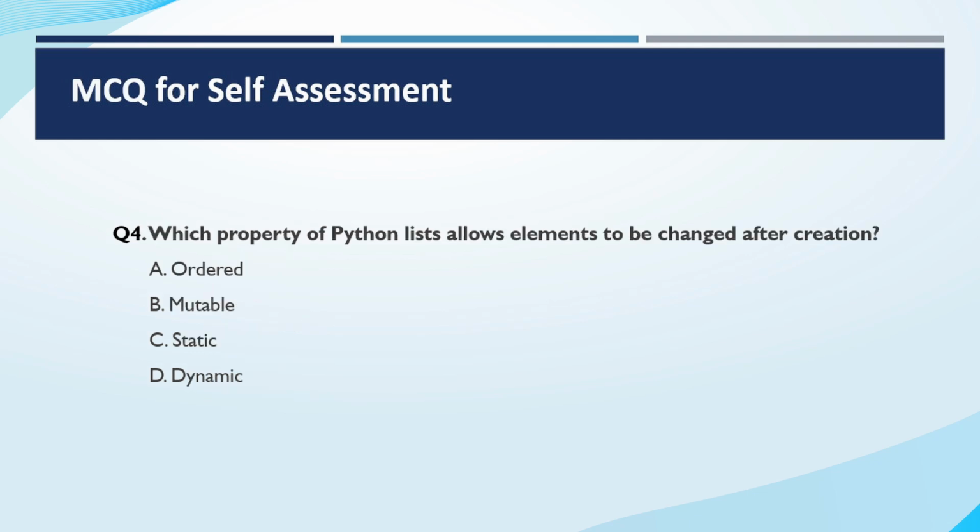The last question. Which property of Python list allows elements to be changed after creation? Here are the options. The correct answer is option B, mutable.